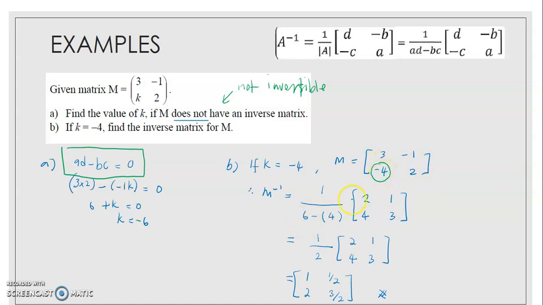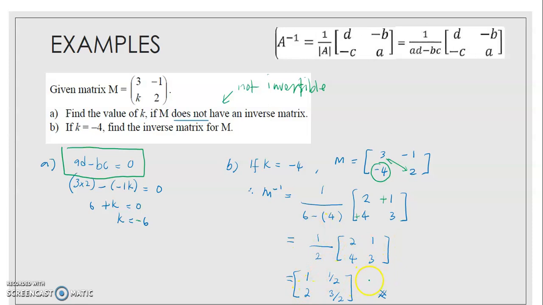So 6 minus negative 4, here. Okay, so times 2 and 3, we switch places. So 2 here, 3 at the bottom, and then for these elements here we just add a negative sign, therefore we get positive 1 and positive 4. Next, 1 over 2. So the determinant here is 2, times 2, 1, 4, 3.